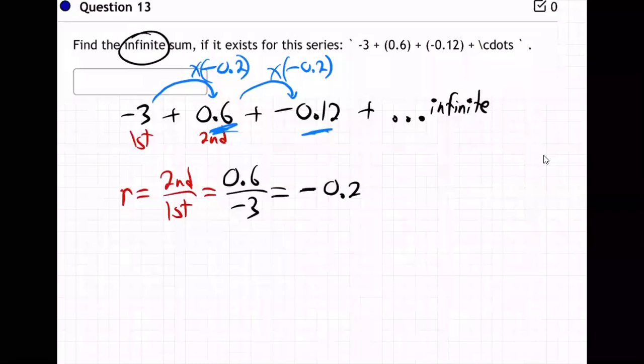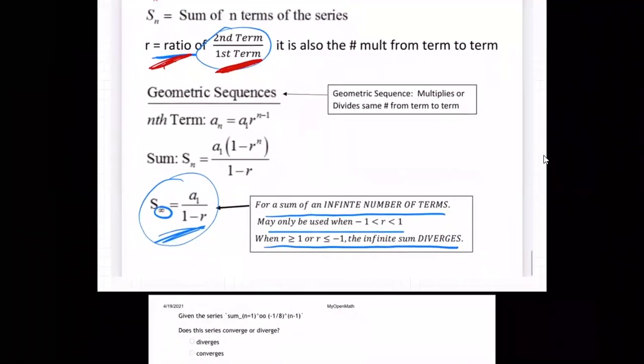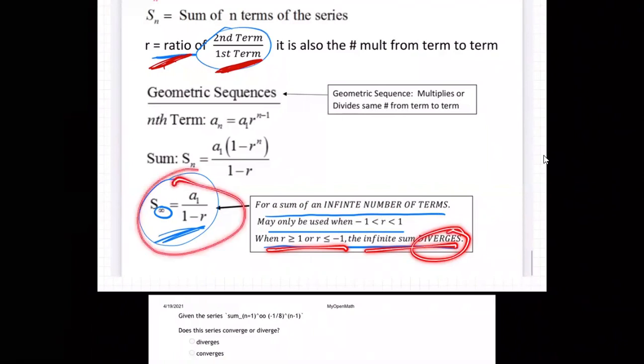Well, okay, so how do you find the infinite sum? If you look down at the notes here, for a geometric sequence, and down here is S sub infinity, which means the sum of an infinite number of terms, it may only be used when R is between negative 1 and positive 1. If R is bigger than 1 or smaller than negative 1, then the infinite sum diverges instead. So there's the formula, but you can only use it when R is between negative 1 and positive 1. If it's not, you say it diverges.